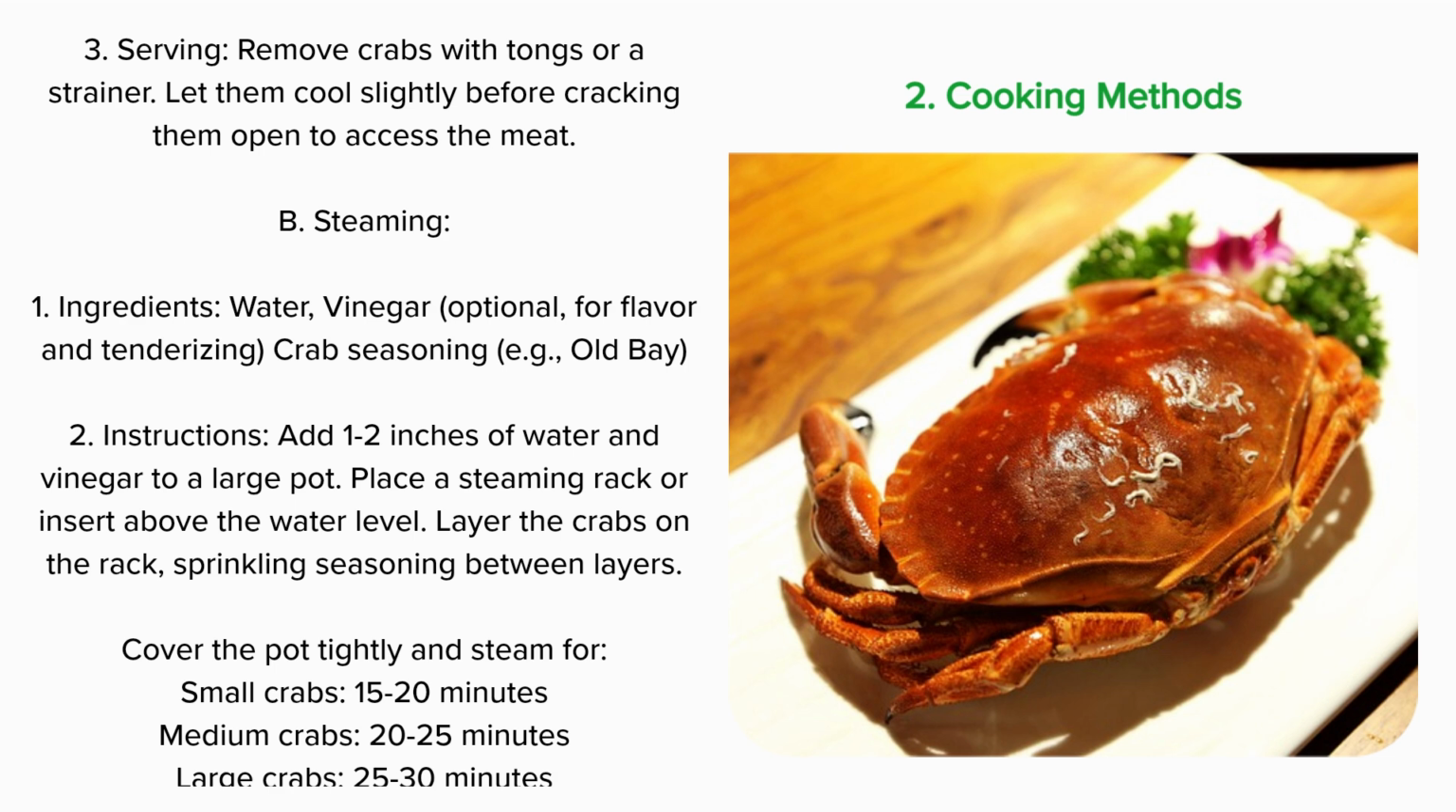Place crabs on the grill, shell side down, and cook for 4 to 6 minutes. Flip and cook the other side for 2 to 3 minutes. 3. Serving. Serve with fresh herbs and lemon wedges for extra flavor.